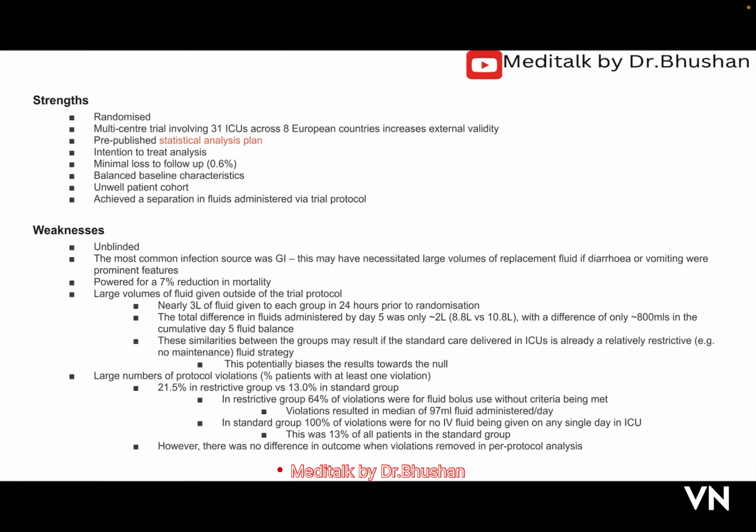Last, the number of protocol violations: 21.5% in the restrictive group versus 13% in the standard group. In the restrictive group, 64% of the violations were fluid boluses used without a criterion being met. Violations resulted in a median 97 ml administered per day. In the standard group, 100% of violations were no IV fluid being given on a single day in ICU. This was 13% of patients in the standard group. However, there was no difference in outcome when violations were removed in the per protocol analysis.